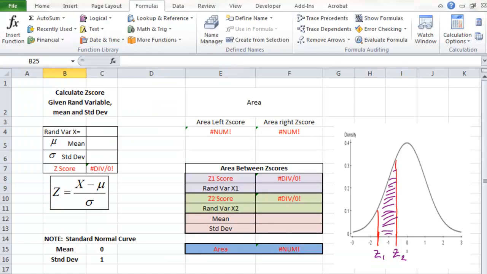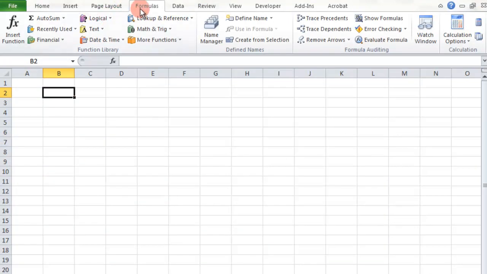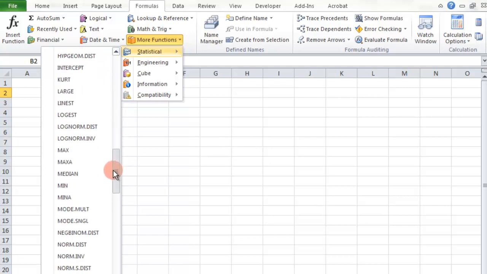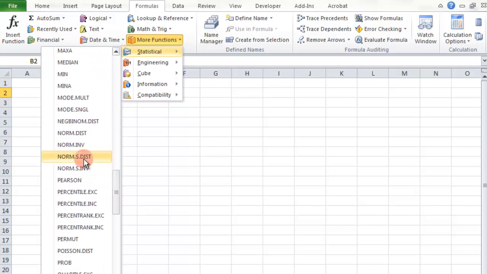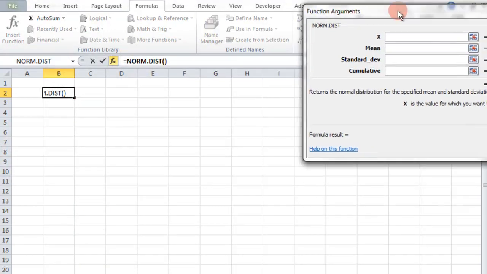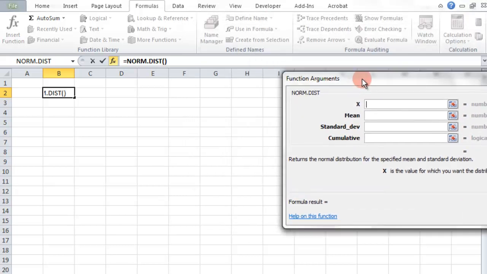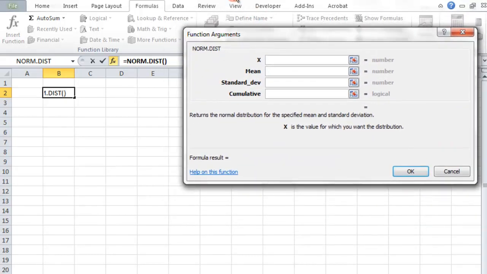So I'm going to go to Excel first and we'll just compute one of these right away. I have a sheet made up, but I'm going to use the formula first. In Excel, you have the Formulas tab and More Functions, and in Statistical, to compute a probability you need to go down to Norm Dist, this one right here. If you click that, it's going to ask you for the X random variable, the mean, the standard deviation, and this thing called cumulative, which we'll talk about in a second.